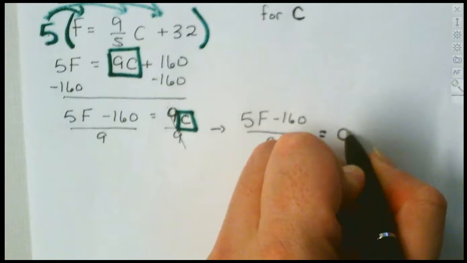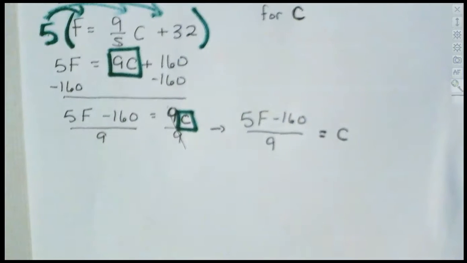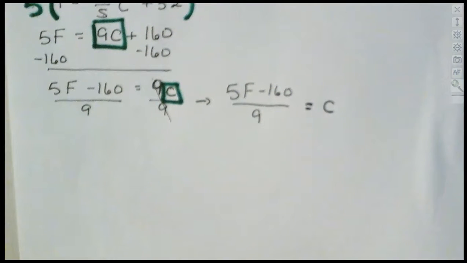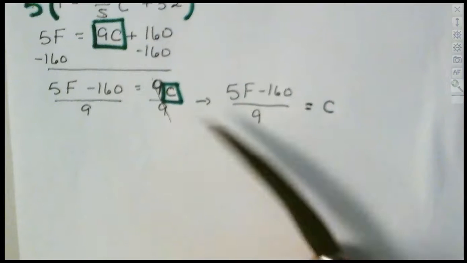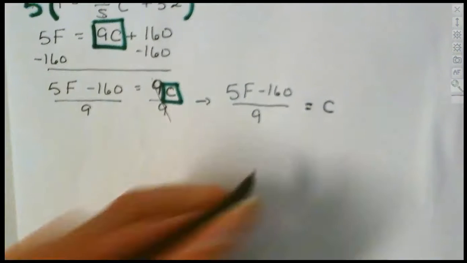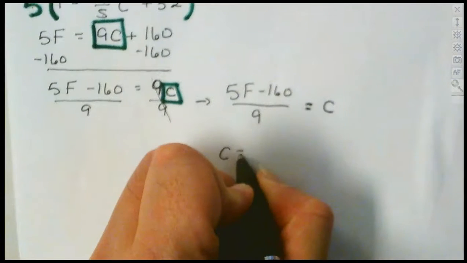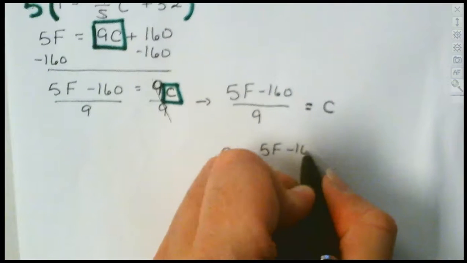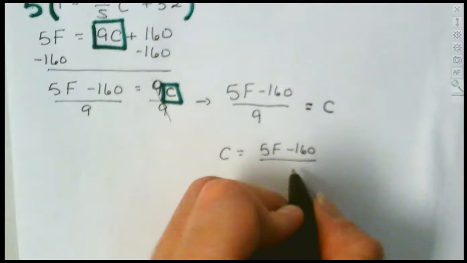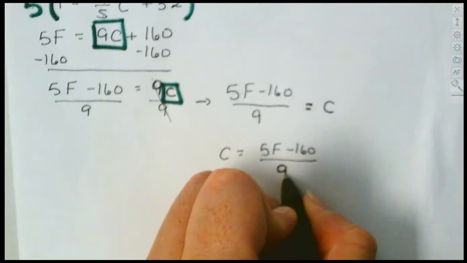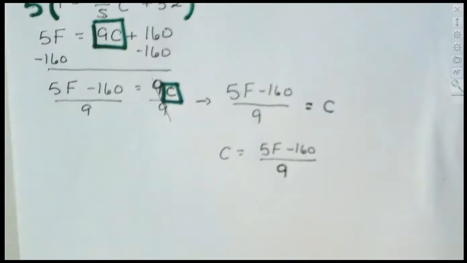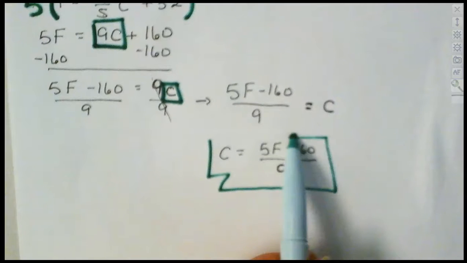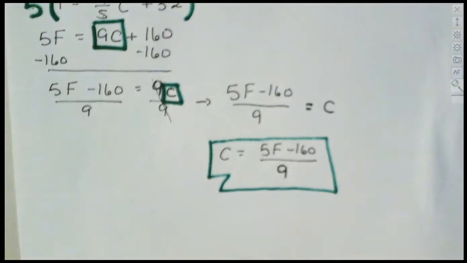You don't need to break this down. You can split it up into separate fractions, and you can reduce them down. I would just leave it the way it is, though. Okay, so just leave it the way it is. We'll put that C on the left, so C equals now 5F minus 160 over 9. And you can split it up into individual fractions, or you can just leave it the way it is. I would just say leave it the way it is.